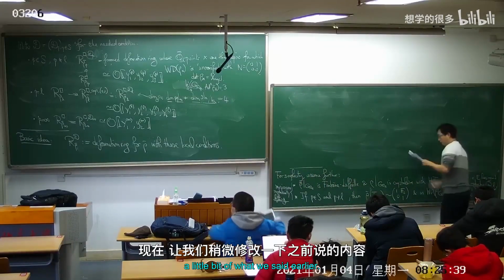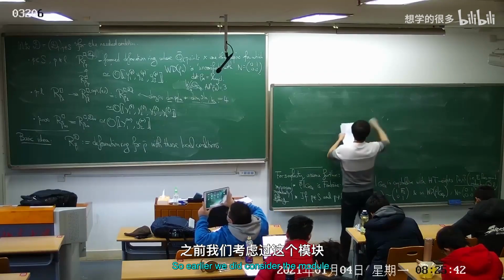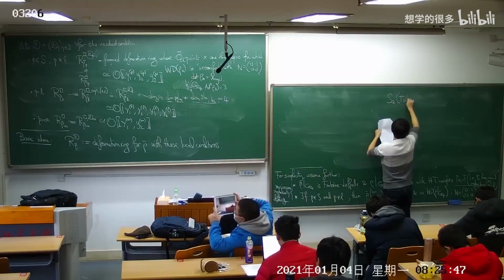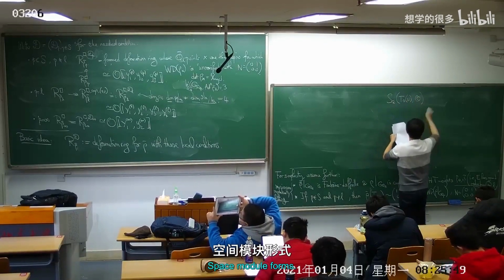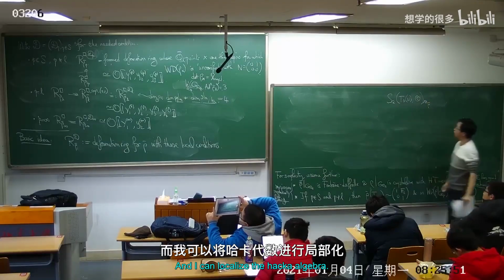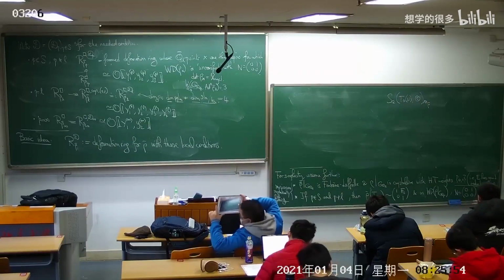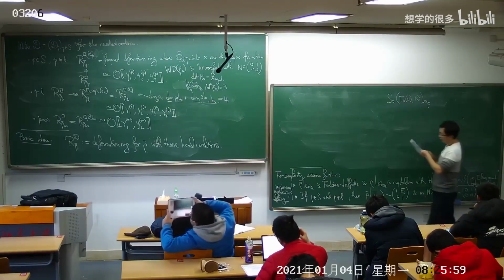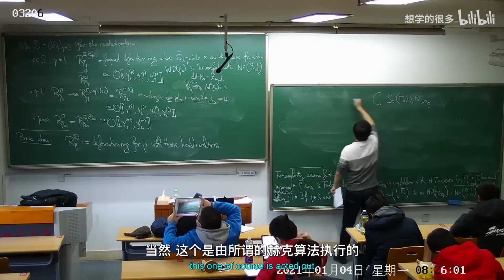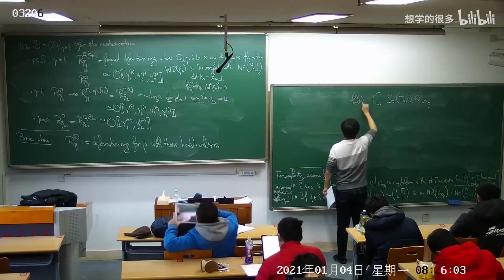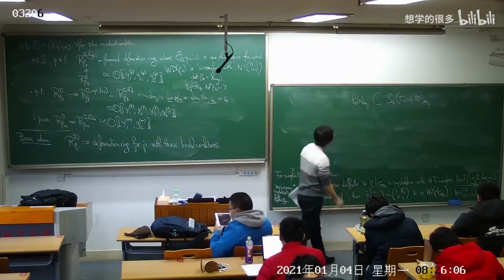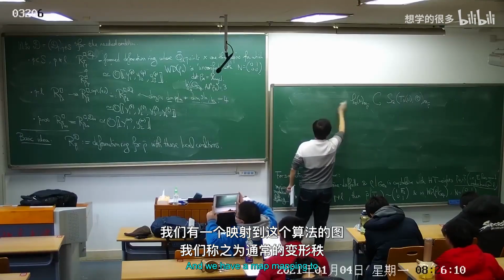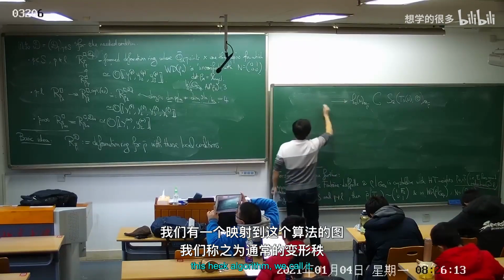Now modify a little bit of what we said earlier. So earlier we did consider the space of modular forms, and I can localize the Hecke algebra, and I make some idea of the Hecke algebra associated to this rho bar here. And this one, of course, is acted on by the so-called Hecke algebra, right? And we'll have a mapping to this Hecke algebra.